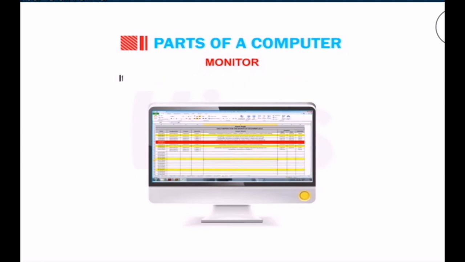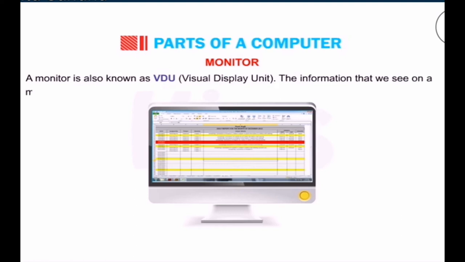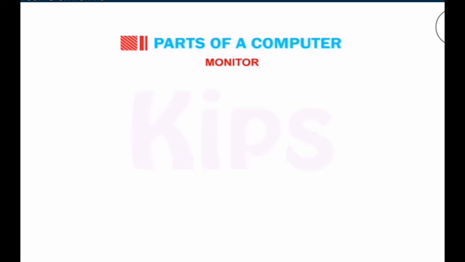Next is the monitor. It looks like a TV screen. It displays all the work done by us. When we move the mouse pointer on the screen, it shows the pointer as an arrow on the screen. It is also known as VDU, Visual Display Unit. And whatever work we do on the computer, we can see in the form of soft copy.